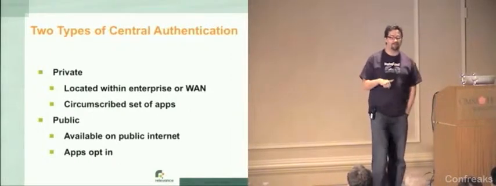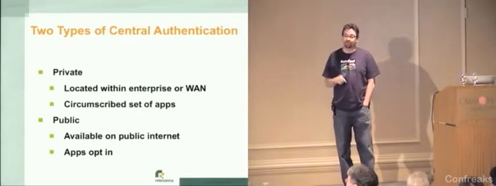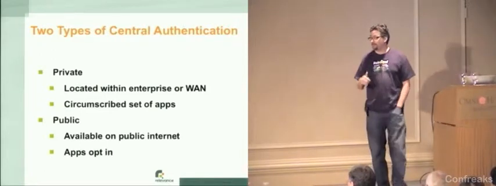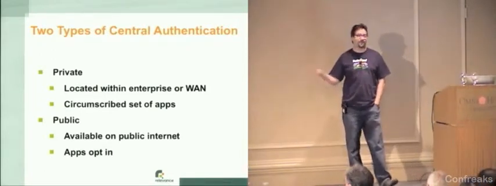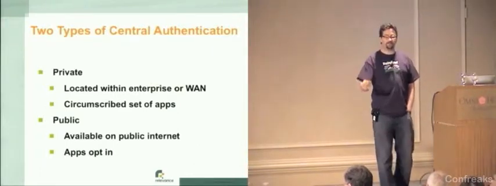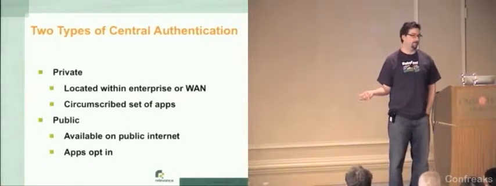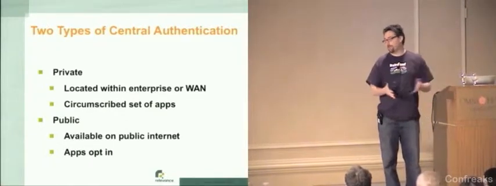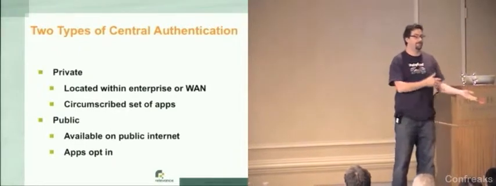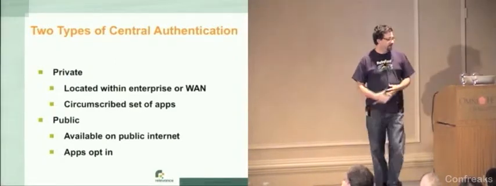But in a private SSO, you dang well better be able to track that piece of information back, or else the whole system's pretty useless. So we have private and public central authentication. In private, there's a circumscribed set of apps that are allowed to take part. In public, apps opt in to the system. So with OpenID, applications who want to allow people to use their OpenID can just install the OpenID stuff and opt into it. They're not mandated to do it. It's usually a benefit to the users, a service to the users to have done it.